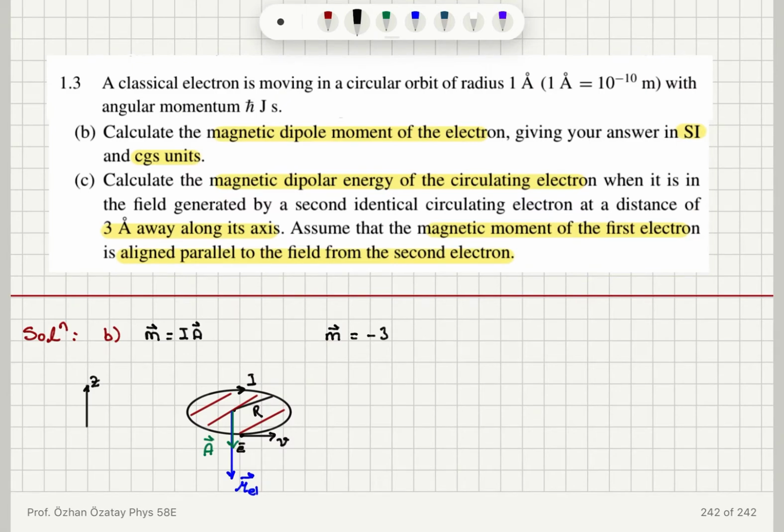So it is minus 3 times 10 to minus 4 amps, and the area is pi r squared, so pi times 1 times 10 to minus 10 squared. So this is basically minus I, and it's in the minus z hat direction, so minus I pi R squared z hat. If you calculate this, you will find that the magnetic dipole moment of the electron is minus 9.4 times 10 to minus 24 ampere meter squared. This is one way to write it, or you can write this as joules per Tesla. It has 2 SI units.